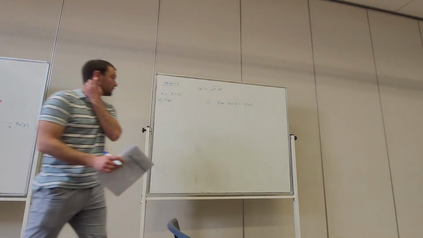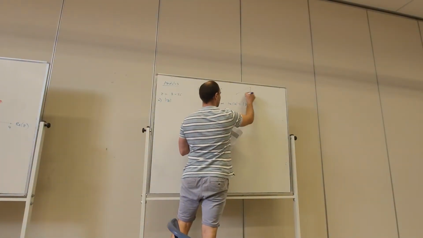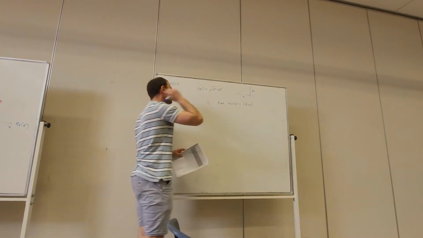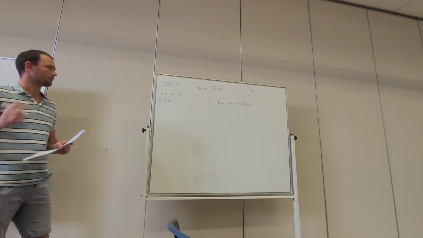It's just Pythagoras' theorem, isn't it? All right? If you've got, here's your vertical component, here's your horizontal component. What's the length of this? a squared plus b squared, square root.